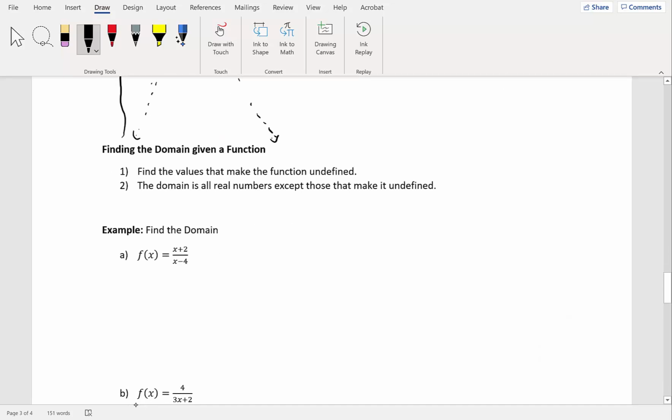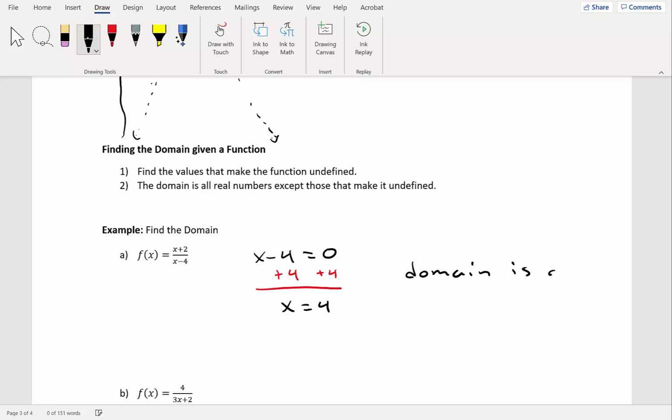So first one, we have f of x is equal to x plus 2 all over x minus 4. So we have to find out what makes the denominator 0. In order to do that, we can just take the denominator and set it equal to 0. And now we can solve for x. So we get x is equal to 4. If x is equal to 4, it makes the denominator 0, which will make this undefined. So our domain is all real numbers except 4. So it'll be everything except 4.